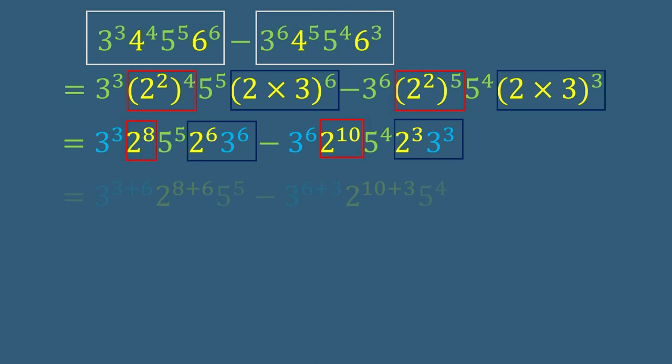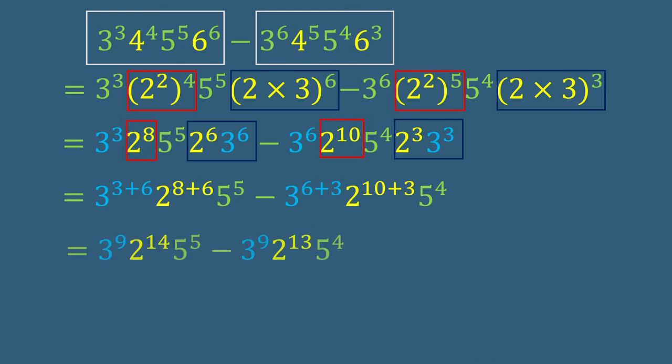Here we add the powers of the same base 3, and also the powers of the same base 2, in both terms. We get 3 to the power 9 times 2 to the power 14 times 5 to the power 5 minus 3 to the power 9 times 2 to the power 13 times 5 to the power 4.